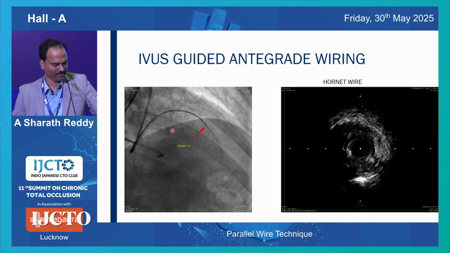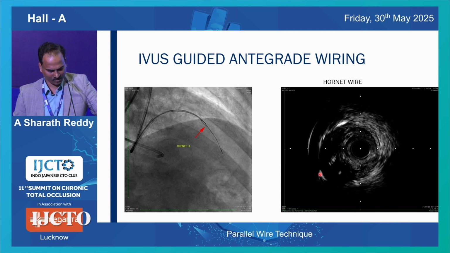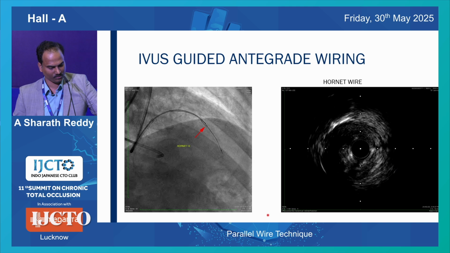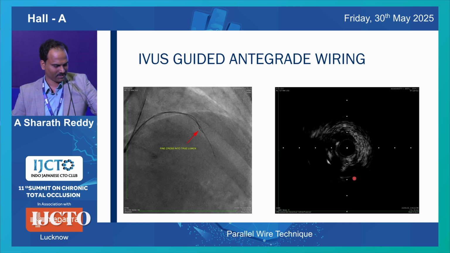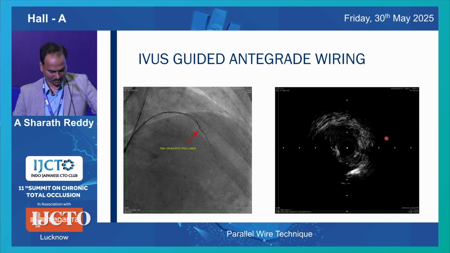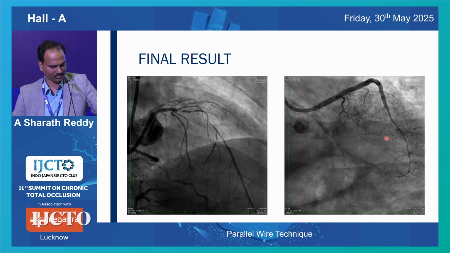I took an IVUS. So you can see this is an IVUS catheter, and then a parallel microcatheter with a Hornet wire. And you can see here, this is the true lumen, and this is the wire which is going into the true lumen. So you can do true lumen wiring, and subsequently, you can advance the microcatheter into that true lumen, and you can de-escalate the wire, and you can complete your procedure. You can see this is a wire which is in true lumen. So these are the options which you can explore.